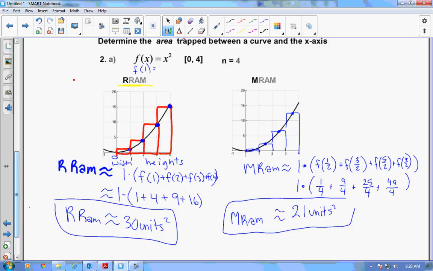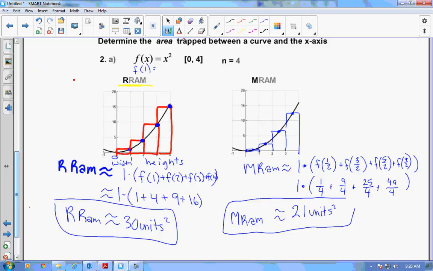Notice the right we said was an over approximation because it was 30 units, and the middle we got 21 units, so it was definitely smaller. Do you think using the midpoint is an over approximation or an under approximation? Or almost even? I think it's the closest out of the three. It really depends on the curve. But in this case, I think it's the closest out of the three. Yeah. Okay, let's try another one.